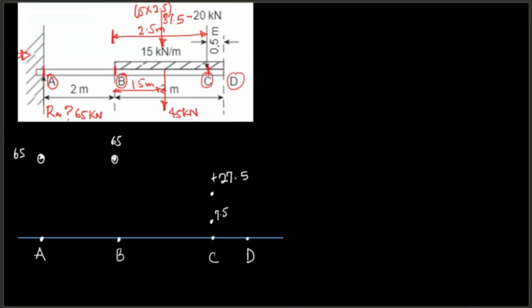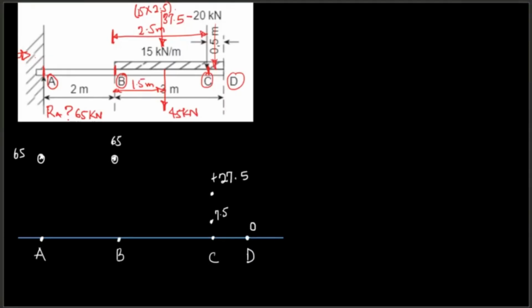Now between C and D, there is another force that is going to be acting there because there is a small UDL load there. It's going to be 15 times 0.5, minus 7.5. It's going to give you what? It's going to give you 0. You're going to have that 0 there.